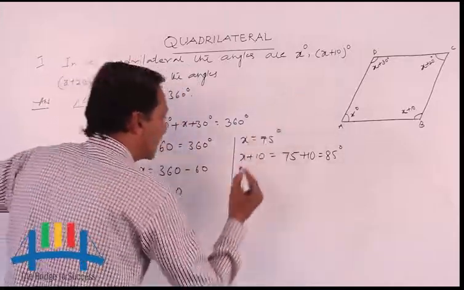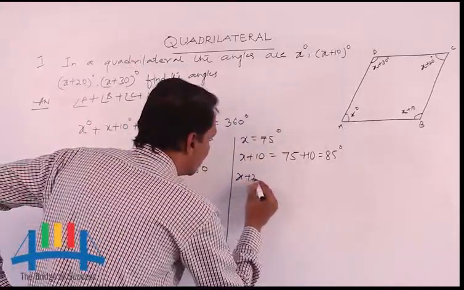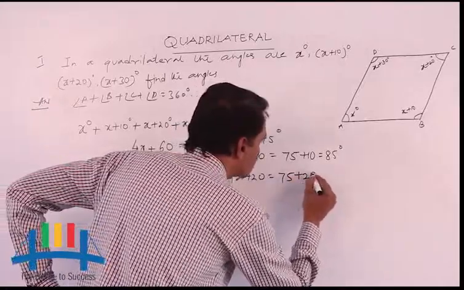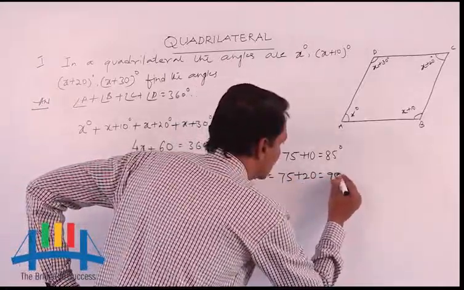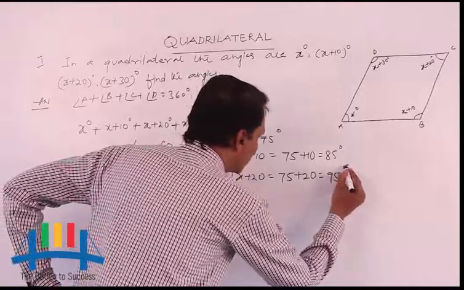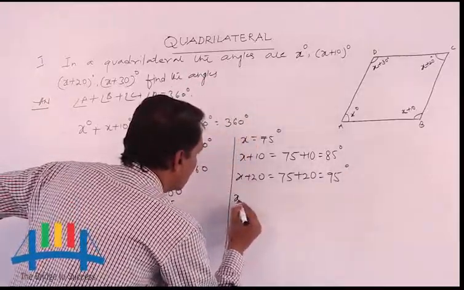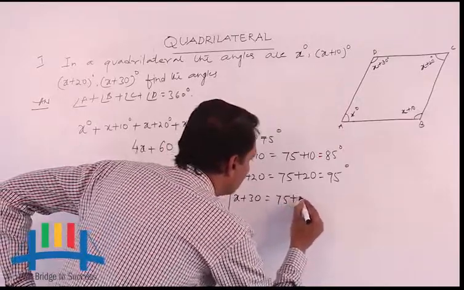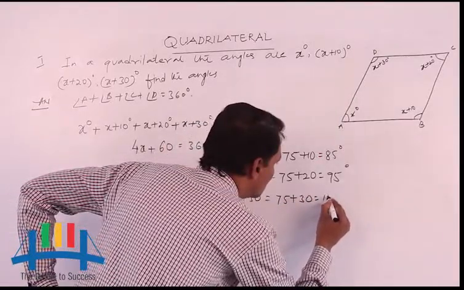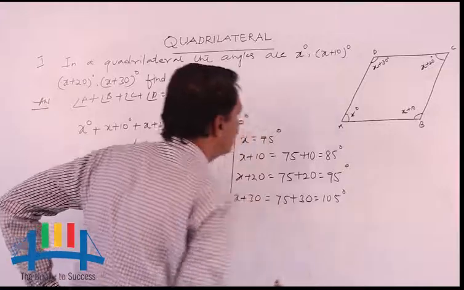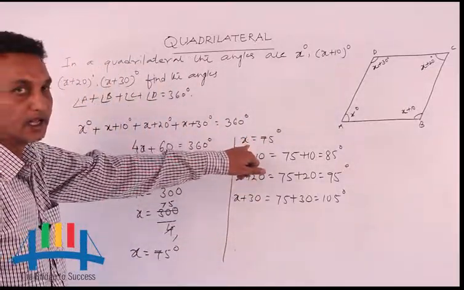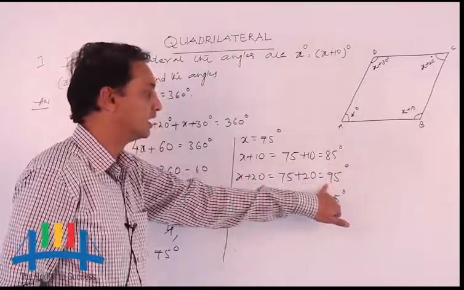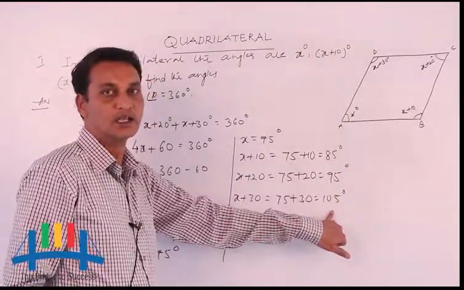Okay, what is the next angle? x plus 20. What is x equal to? 75 plus 20, that is equal to 95 degrees. Okay, what is the fourth angle? x plus 30, that is equal to 75 plus 30, that is equal to 105. So all the 4 angles we are getting: first angle is 75, second angle is 85, third angle is 95, and fourth angle is 105.